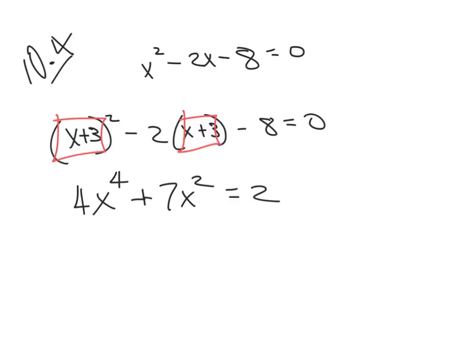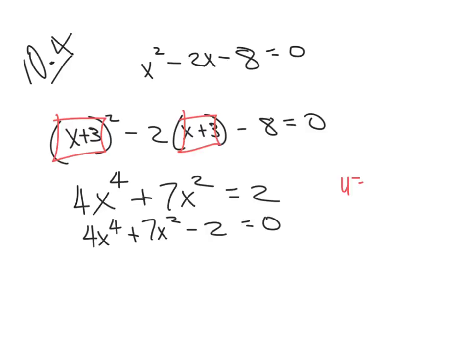Okay? So what we're going to do is rewrite this as 4x to the 4th plus 7x squared, and we're going to move the 2 over, equals 0. So now it's starting to look like this a little bit. We've got our number and it's equal to 0. These things aren't right though, because we have a 2 and a 1, and here we have a 4 and a 2. And this is where the u comes in.